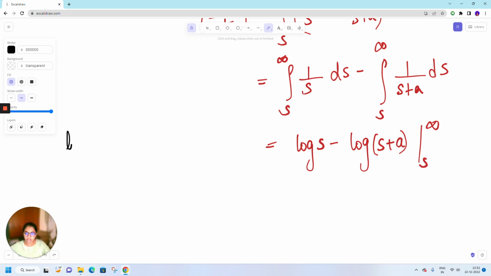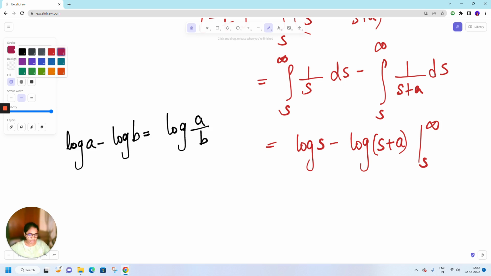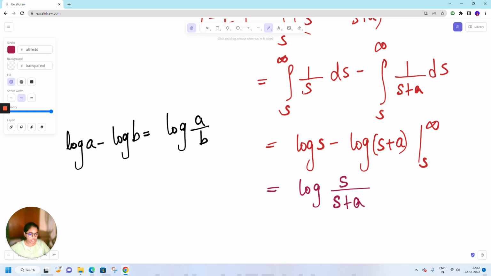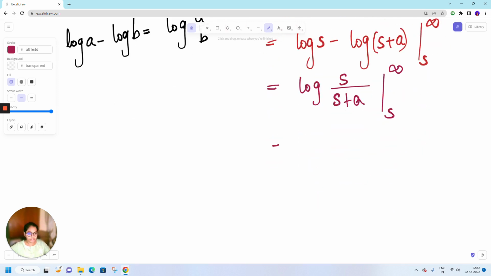What is log a minus log b formula? Log a minus log b is log a divided by b. Okay, let me do that over here. In place of a, I have s. So I'll write it as log a divided by b. In place of b, I have s plus a. So the limits are still s to infinity. Okay, what is the upper limit? Upper limit is infinity, right? So if I substitute infinity, I'll get log of infinity by infinity minus log s divided by s plus a.